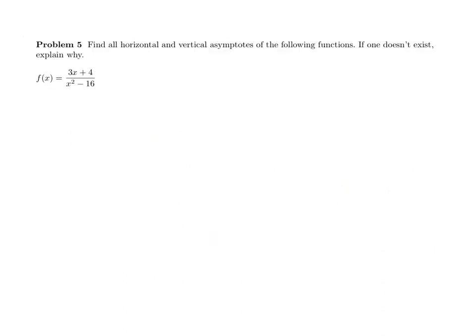In problem 5, we're going to find all horizontal and vertical asymptotes of the given functions. And if they don't exist, we'll explain why. Let's start with f of x. If we're looking to find the vertical asymptotes, in this case of a rational function, what we can do is check to see where the denominator is equal to 0, and at the same time, the numerator is not equal to 0. So when does this happen?